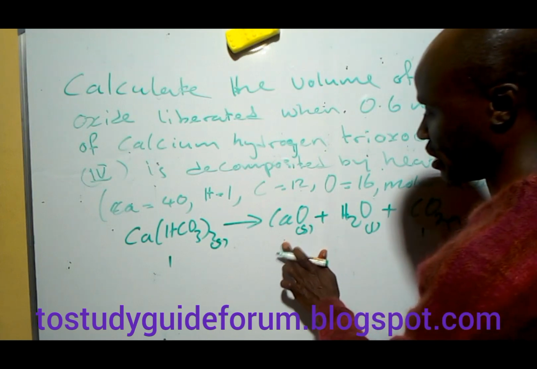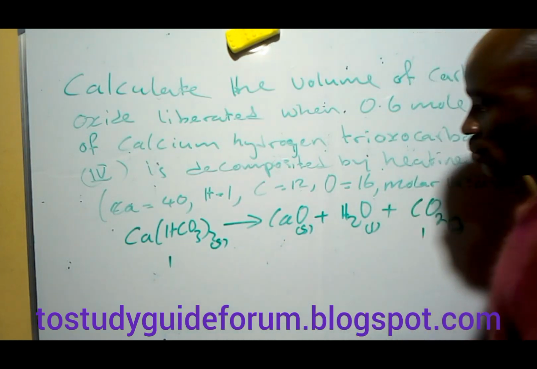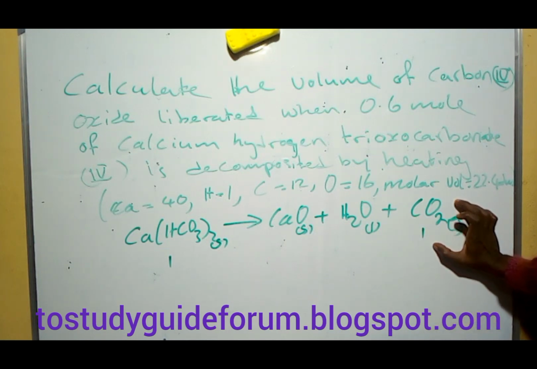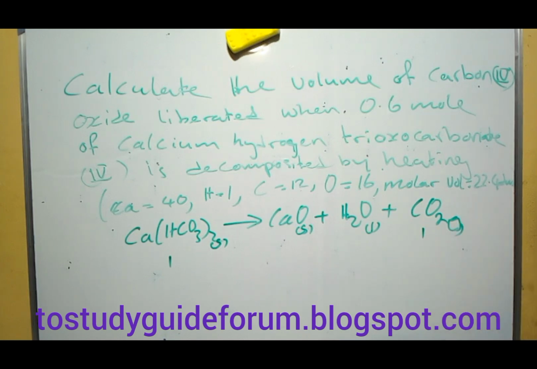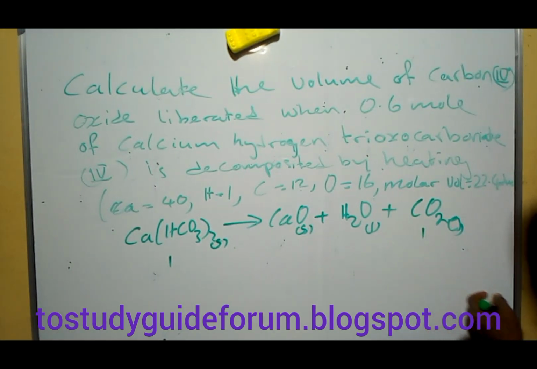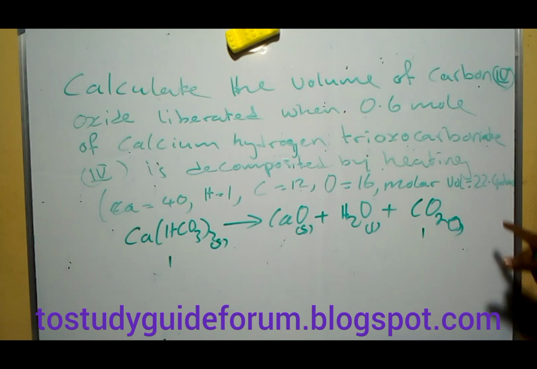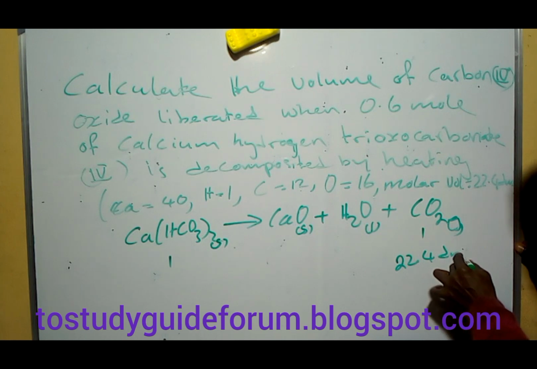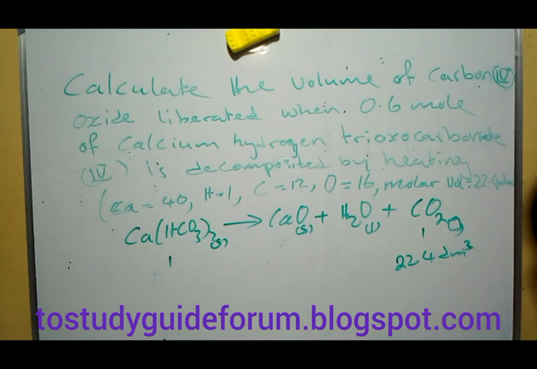But what we are interested in is these two. What this balanced chemical equation is simply telling us is that 1 mole of calcium hydrogen trioxocarbonate will liberate 1 mole of carbon(IV) oxide. So going by that, we know that the molar volume of every gas at STP is 22.4 dm cube.